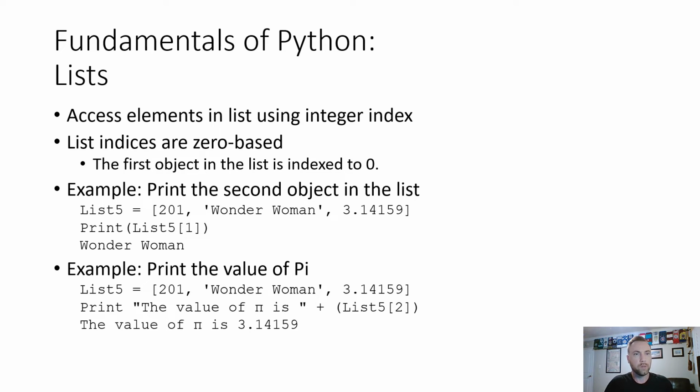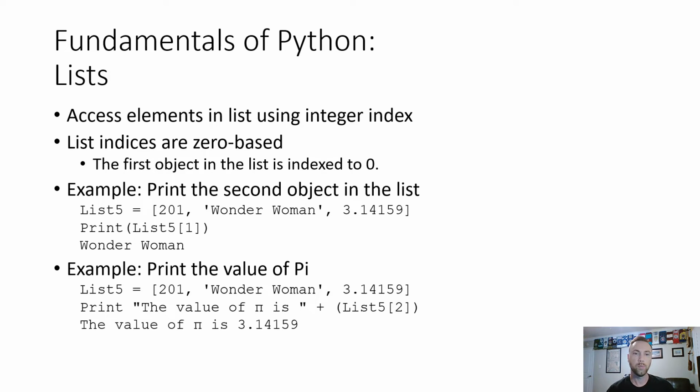So, as I mentioned before, with a list, you access the elements in the list using an integer index. List indices are zero-based, meaning the first object in the list is indexed to 0. An example here would be print the second object in the list. So if list 5 equals 201, Wonder Woman, and 3.14159, then we say print list 5, that's our variable, indexed to the number 1 spot. That's actually the second value. So we would print it, and it would be Wonder Woman. That's the second item in the list.